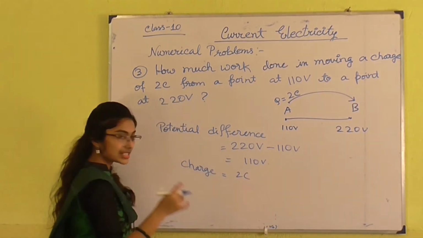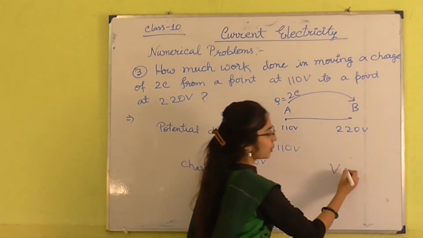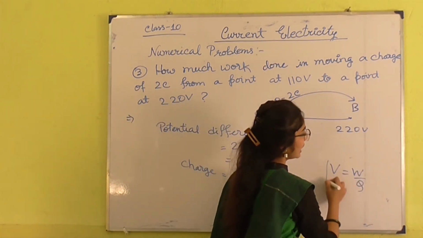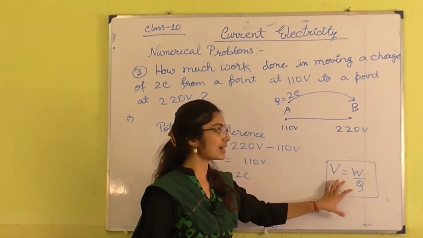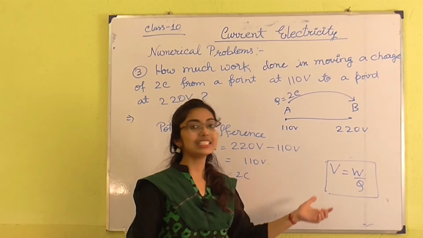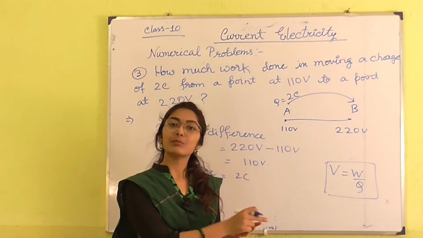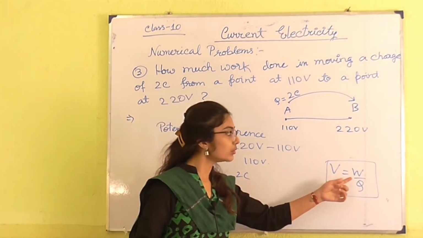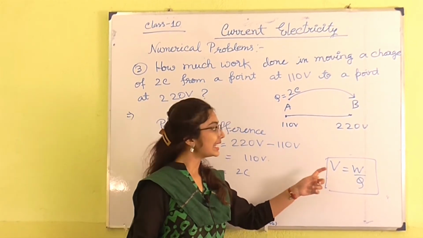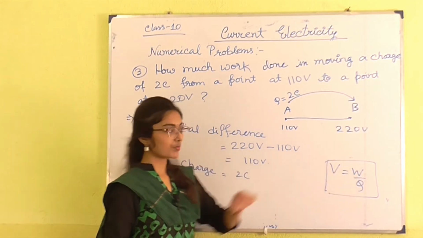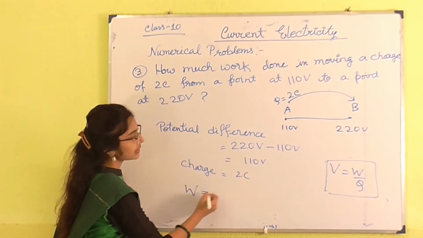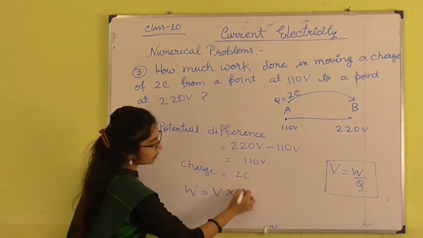So as we know, V, potential, is equal to W by Q. You have to always remember these mathematical formulas: V, potential, means work done per unit charge. So W by Q is equal to V, and here I need to calculate the amount of work done, that means W. So W is basically V into Q by cross multiplying.